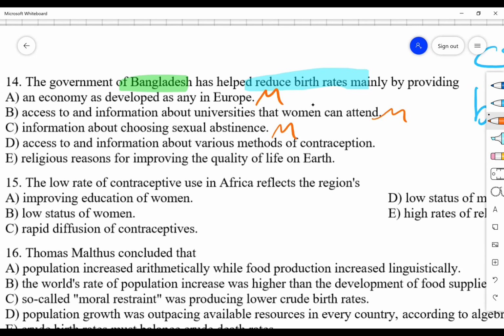Access to information regarding the various methods of contraception. Ooh, this one is a lot less of a leap. This one is more direct because this is definitely going to lower births. So that's our biggest maybe right now.